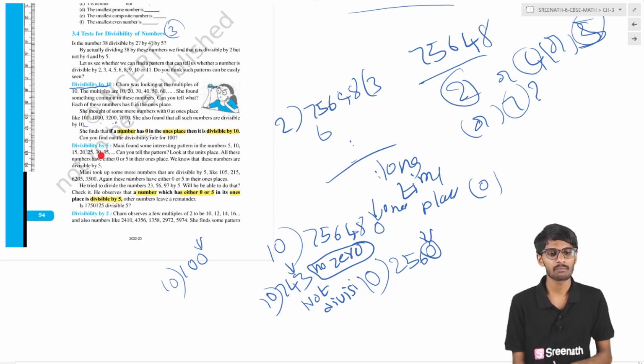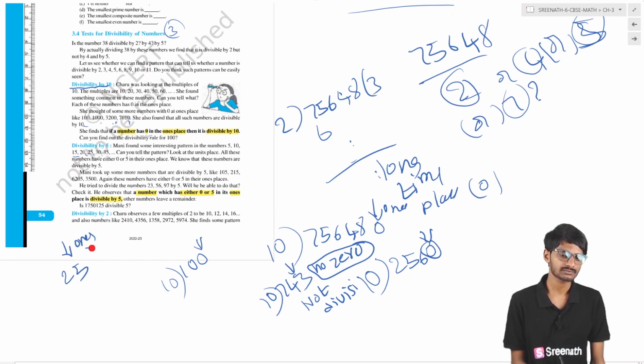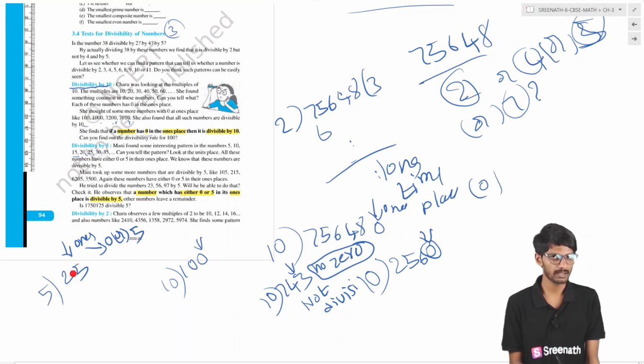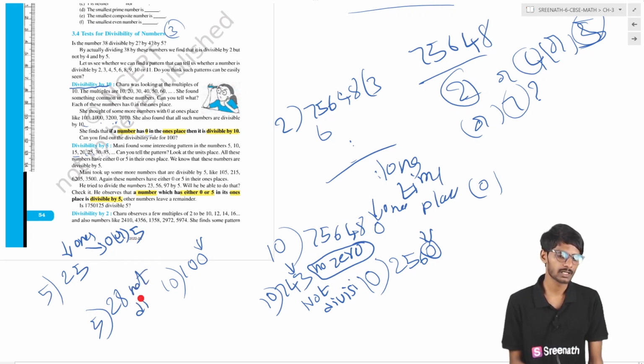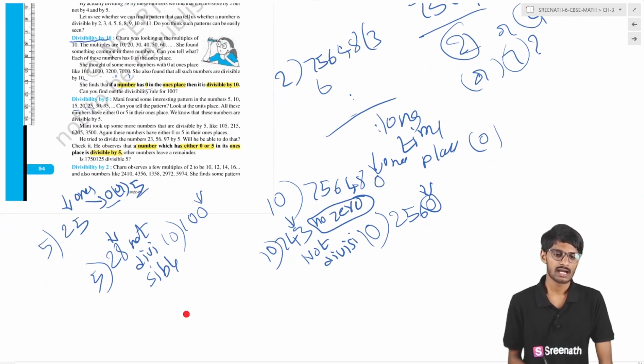If you take numbers like 15, 20, 25, 30, 35, all these numbers are divisible by 5. So the condition is, take any number like 25, in its ones place we must have either 0 or 5, then it is divisible. So 25 is divisible by 5. Suppose there is 28 here, it is not divisible. Why not? In the ones place you must have 0 or 5, but that is not the case here.